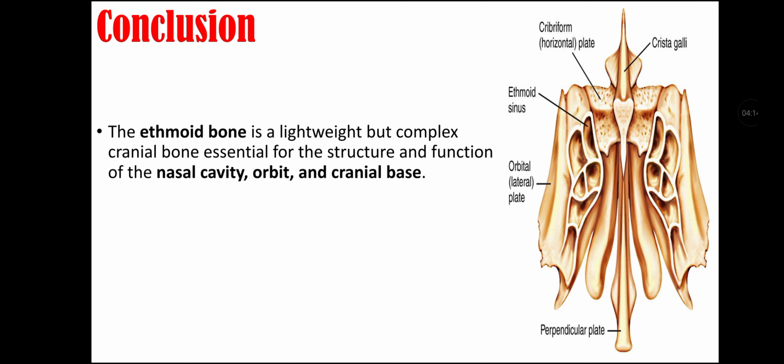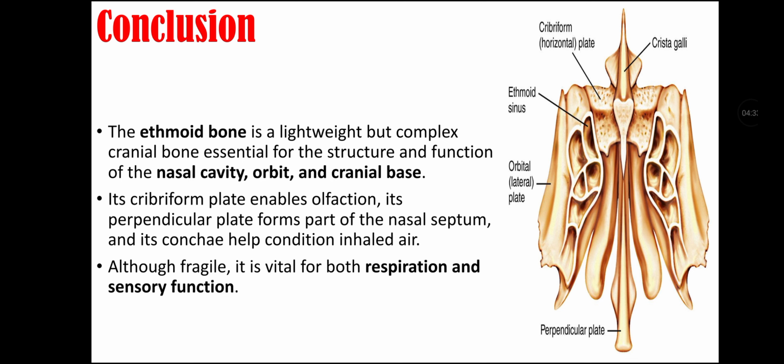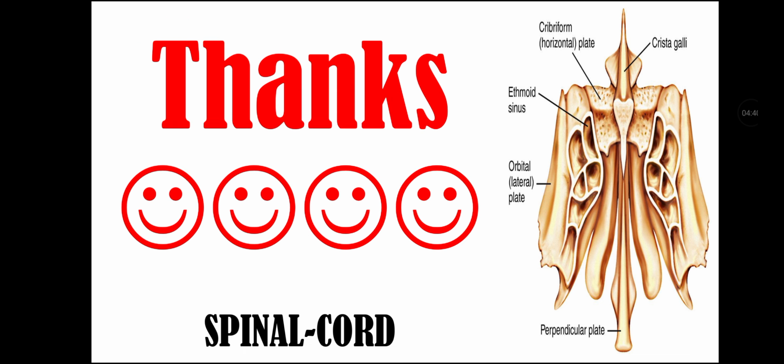Conclusion of this lecture video. Ethmoid bone is a lightweight but complex cranial bone that is essential for structure and function of nasal cavity, orbit, and cranial base. Its cribriform plate enables olfaction, its perpendicular plate forms part of nasal septum, and its conchae help condition inhaled air. Although fragile, it is vital for both respiration and sensory function. And this was all about ethmoid bone.